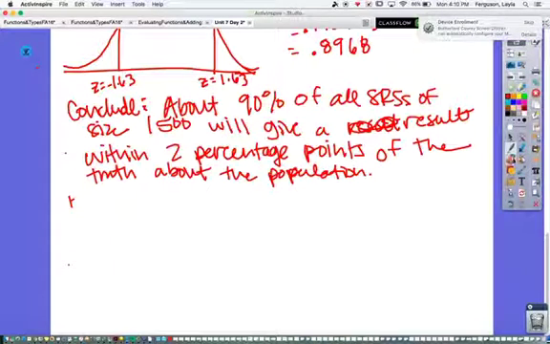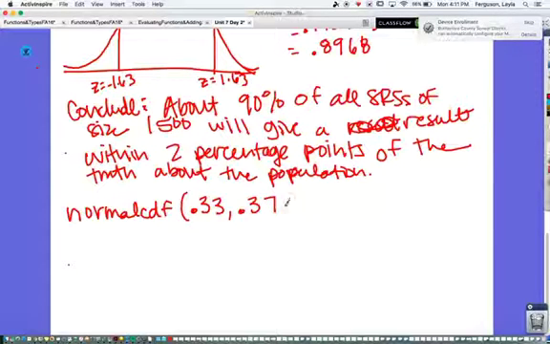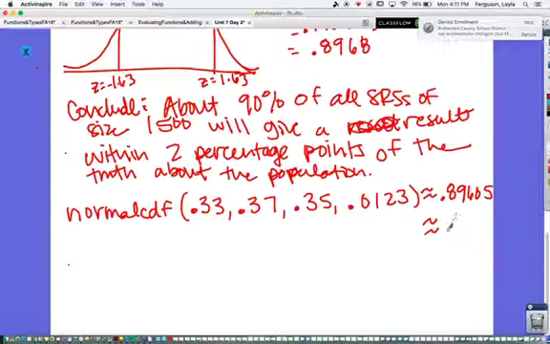All right, without having to use the z-score and the standard normal table, you could have also done this problem on the calculator. Of course, because it's normal, we could use normal CDF. And your lower bound would be the 0.33. Your upper bound would be the 0.37. Your mean is the 0.35, and your standard deviation is the 0.0123. Whenever you do that on the calculator, you would get approximately 0.89605, which of course is going to give you about 0.90 or 90%.